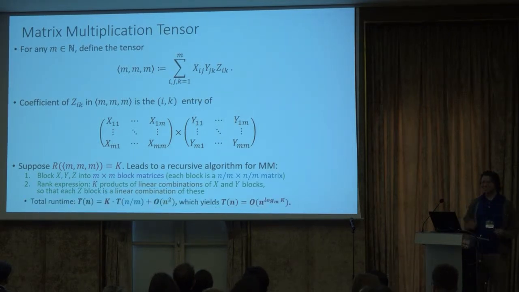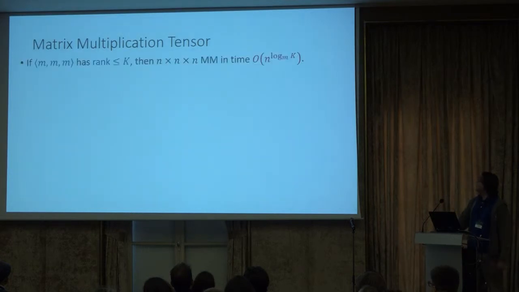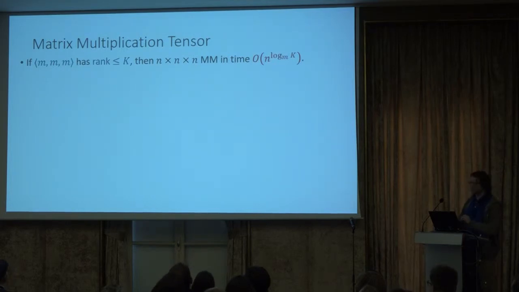And so this gives a nice recursive algorithm where to multiply n by n matrices, you do k multiplications of n over m by n over m matrices, plus order n squared time to do all these linear combinations, which leads to a runtime of n to the log base m of k. So there's the same thing I said: if you show it has rank at most k, then n by n matrix multiplication can be done in time n to the log base m of k.